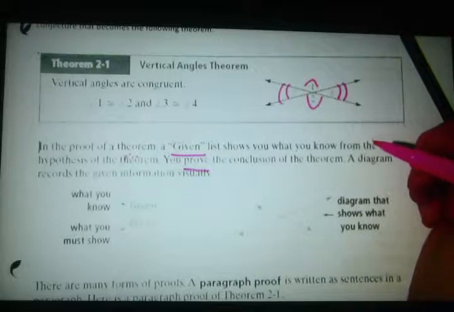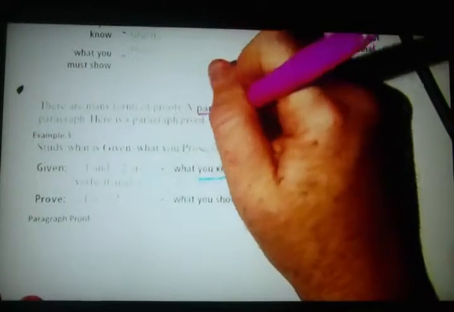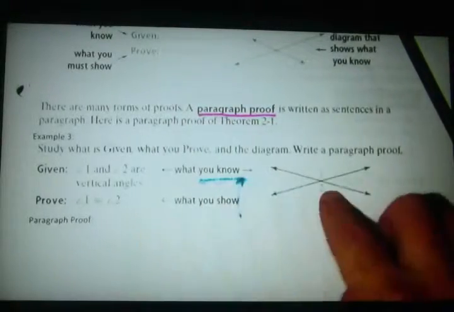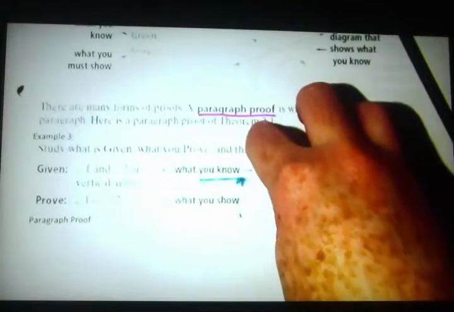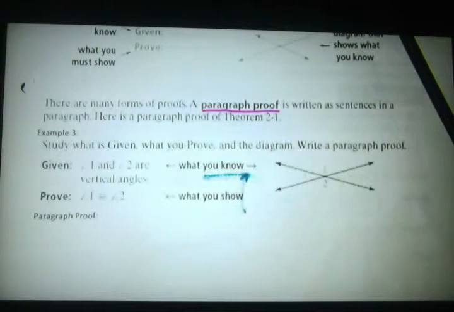So, let's talk about our next kind of proof we're going to learn. There are many forms of proofs. A paragraph proof is written as sentences in a paragraph. Here's a paragraph proof of Theorem 2.1. In the last section we had the little table where you said what you know and your justification. Now we're going to write it all together in a paragraph. Unless it states what to do, you can choose which way you like better. In this case, it says write a paragraph proof. I kind of like them both. It's really up to you.